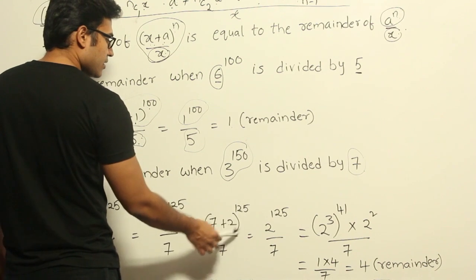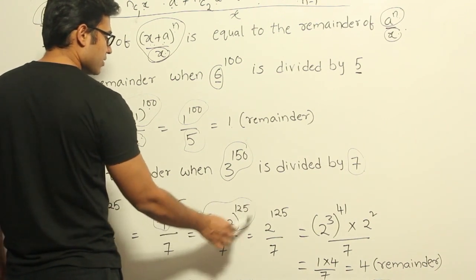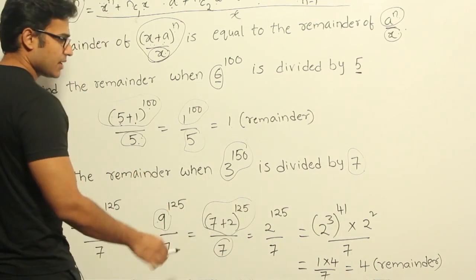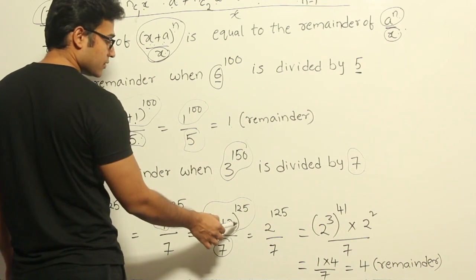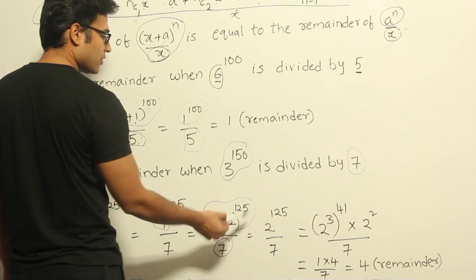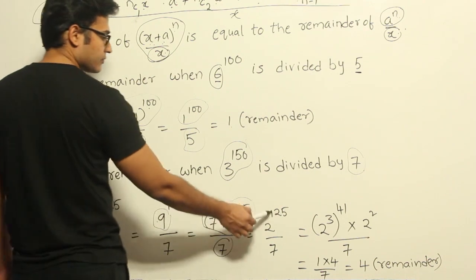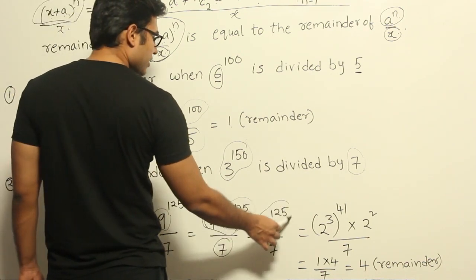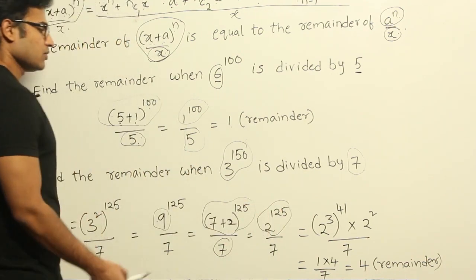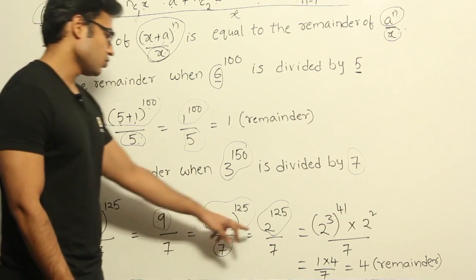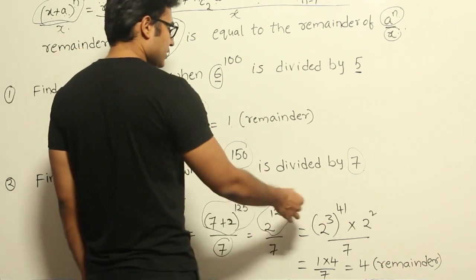Now the remainder when we divide this number by 7 is the same as the remainder when you divide 2 power 75 by 7, right? Still this is a big number. Again you try to write it in terms of 7 plus something, but I cannot write 2 as 7 plus something, therefore I am just increasing the power.